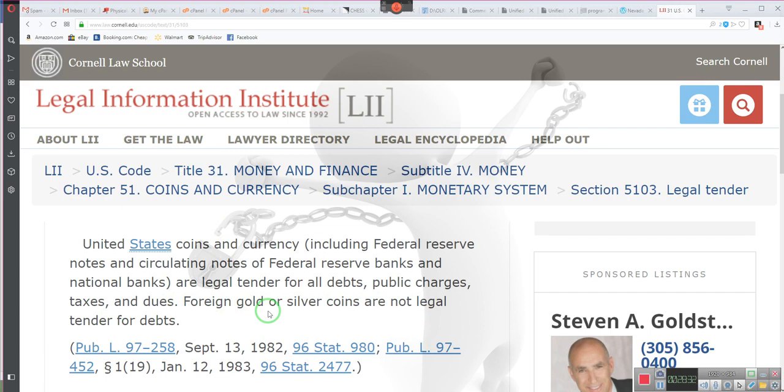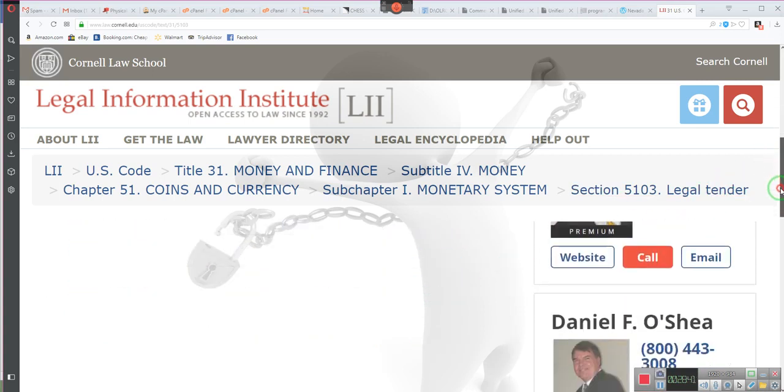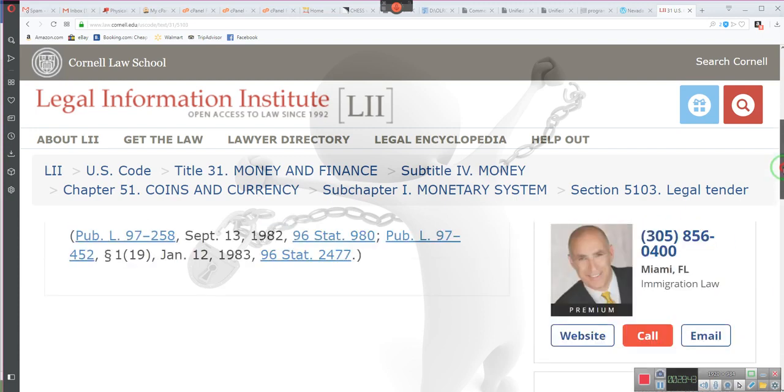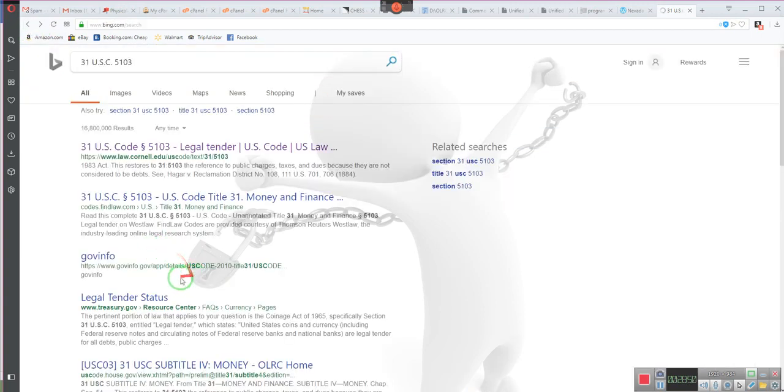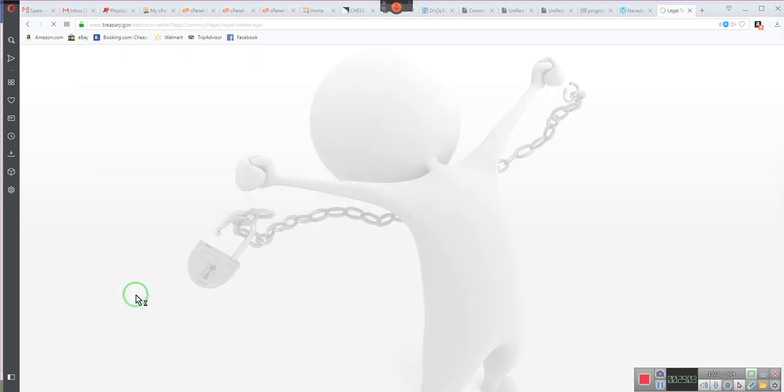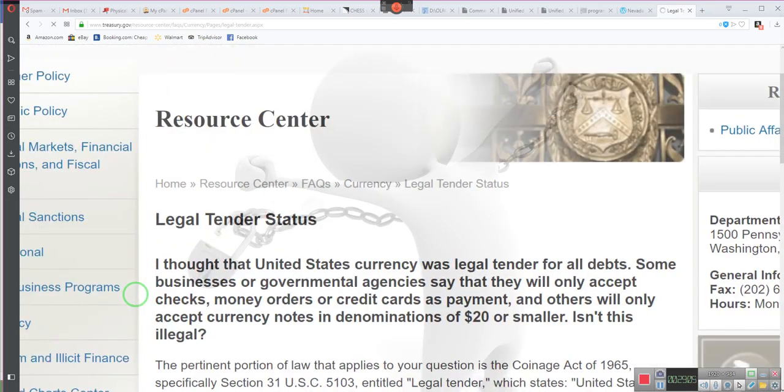Okay, foreign gold or silver coins are not legal tender for debts. Foreign gold. How can you have foreign gold? All gold comes from the earth. How can you have foreign gold? Oh, scientific gold? Okay, so when the Treasury tells us that their junk ain't worth anything, that it's worth less, here it is right here. Legal tender status. Look, you just put this in here and you'll pull up legal tender status. That's how you find the Treasury paper. Okay? Now, you got to go to paragraph number 3.